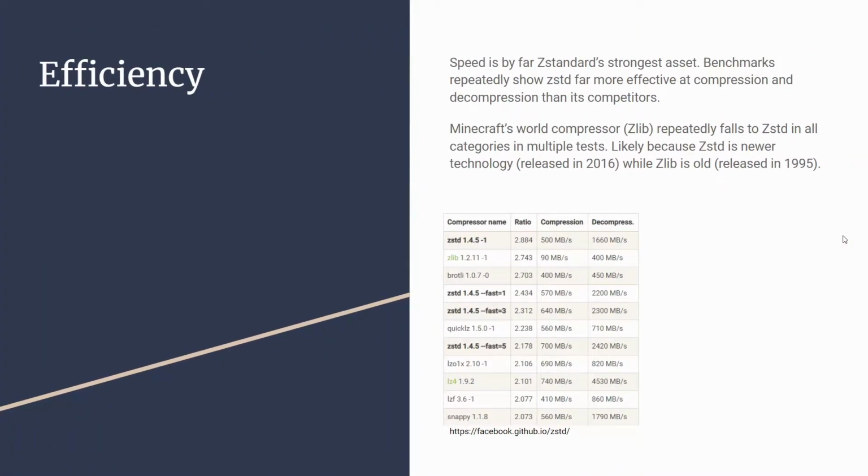So here's an example of Zstd's efficiency. Speed is by far its strongest asset. Some compression software might compress better than Zstd, but they're definitely going to be compressing and decompressing slower than it. You can see the benchmarks here. Here's Zstd, the normal version at the top. It has better ratio than Zlib does, and it also has way faster compression and over 4 times decompression speed.